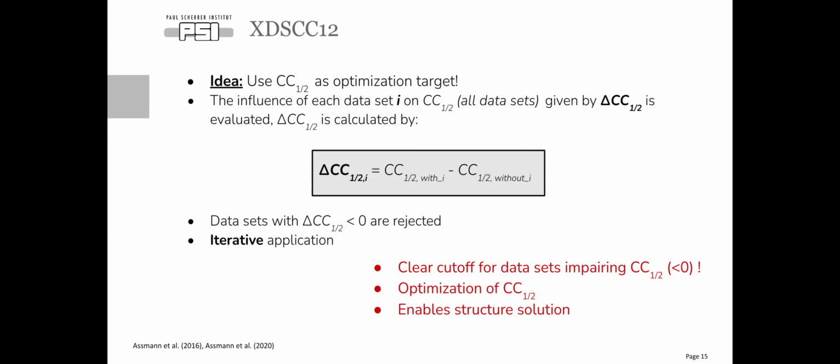And also what you can take home from this method is we have a clear cutoff for when we want to reject the data set or not. And also we optimize for CC1/2. And I could show in my paper that it enables structure solution for some data sets where I couldn't solve the structure before.